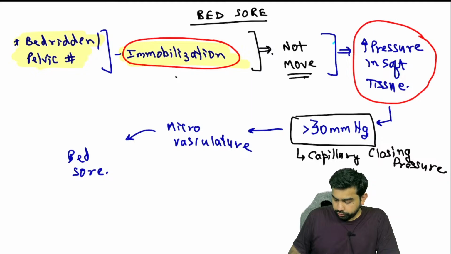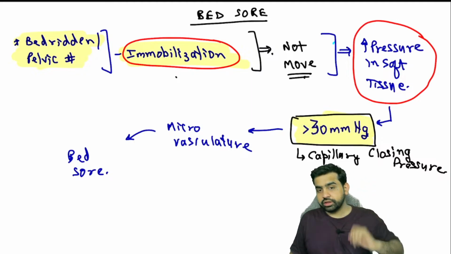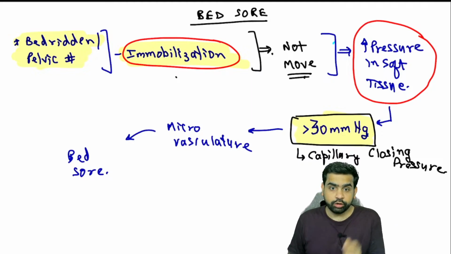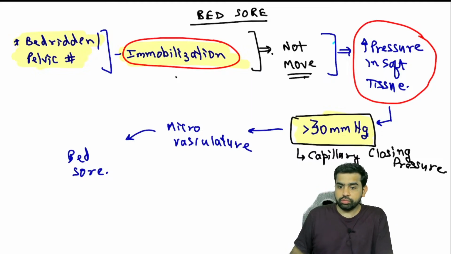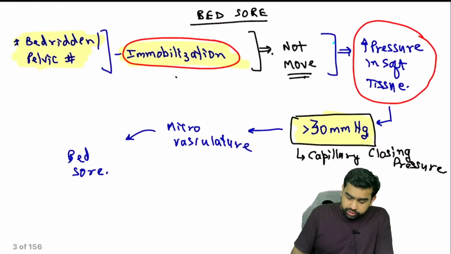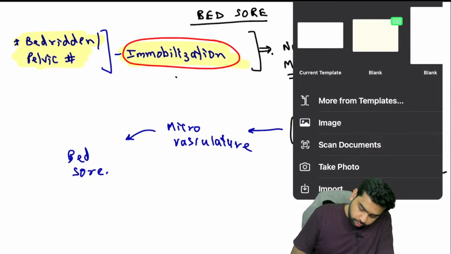And yeah, so what you need to understand over here, and this pressure you also have to remember, more than 30 millimeters of mercury, that is the capillary closing pressure which you have for the patients with the bed sore. Okay, I hope you have understood, right? Now when we talk about the grades, let's talk about the site.